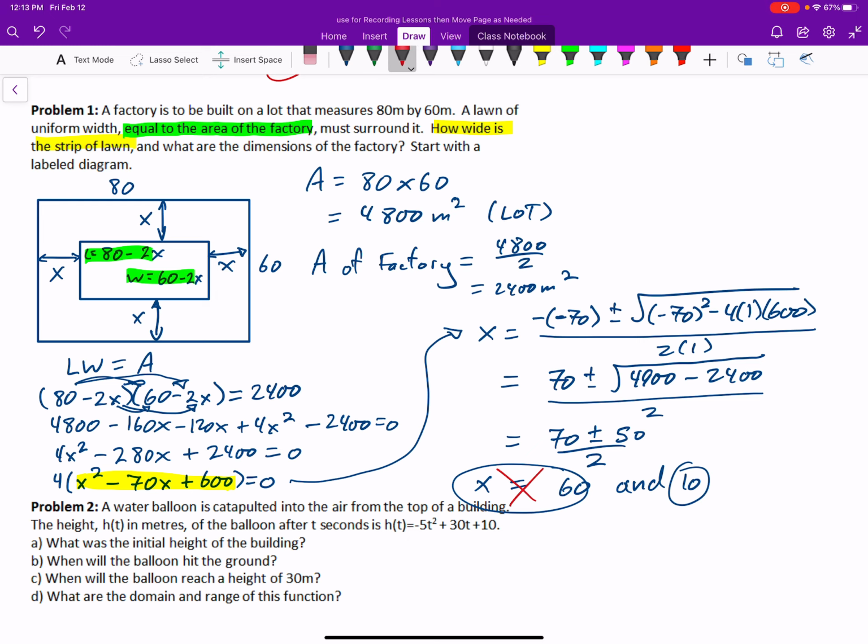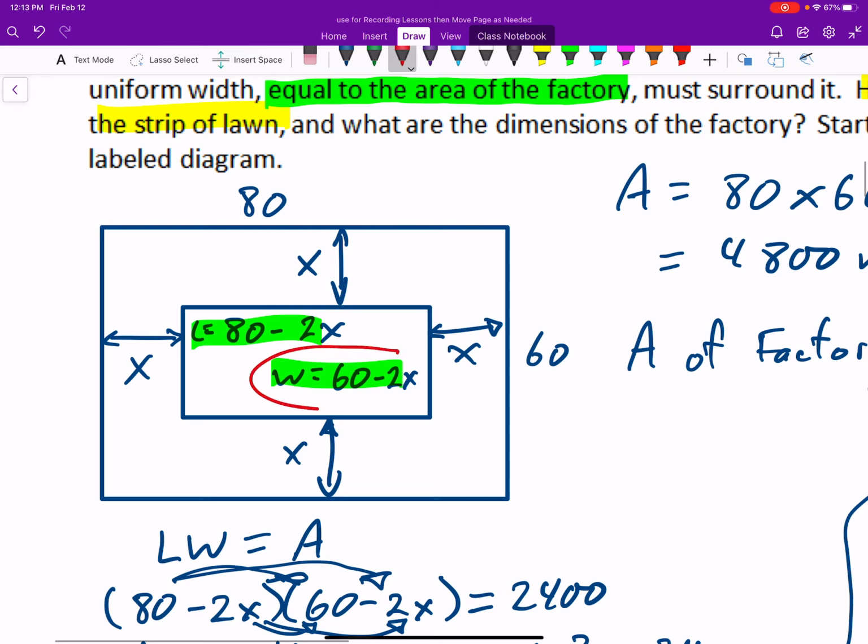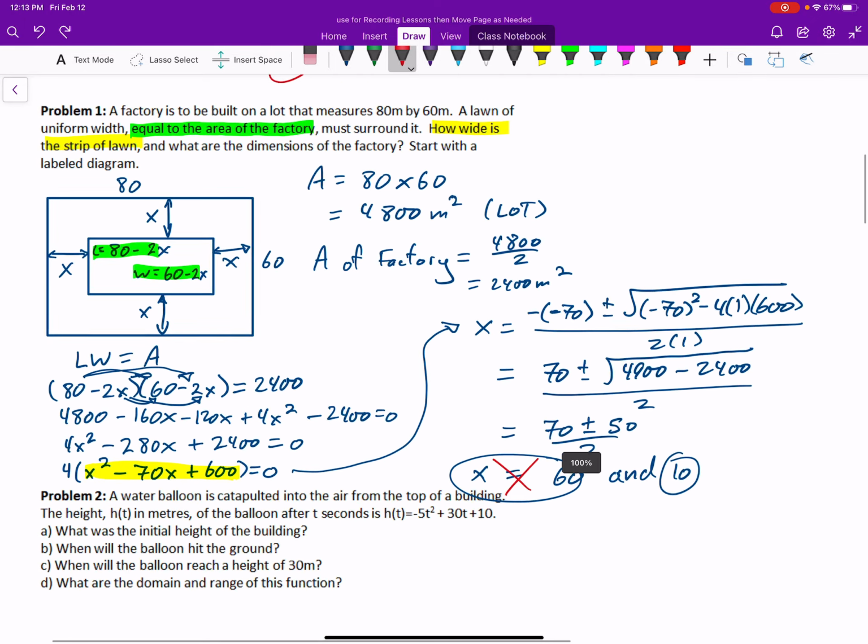Why? Well, let's go back and look at this. The width is 60 minus 2x. So if x equals 60, I'd have 60 minus 2 times 60. I'd have a width of negative 60 meters. That's impossible, isn't it? Likewise, the length is 80 minus 2 times x, 2 times 60. I'd have 80 minus 120, which is negative 40 meters. In neither case does that length make sense. So that's why I can rule out the 60 in this case.